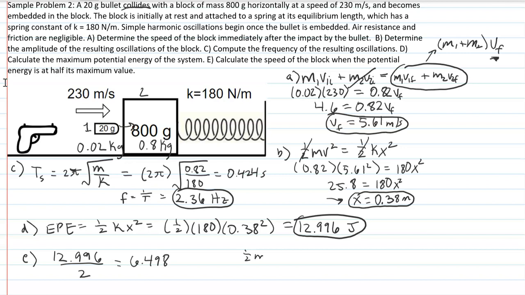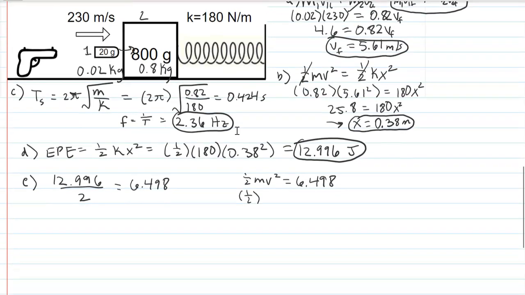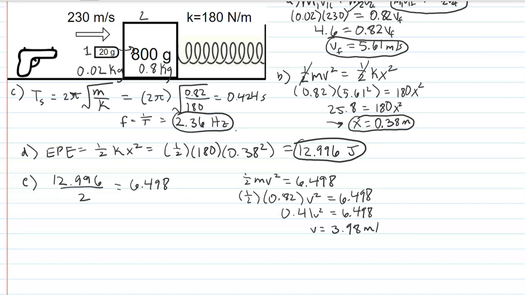So 1/2 mv squared equals 6.498. And my mass is that 0.82. And I'm just solving for v. And if you solve that for v by dividing both sides by 0.41 and then taking the square root of both sides, you'll get that v is equal to 3.98 meters per second. And this makes sense because it's less than this 5.61 here.